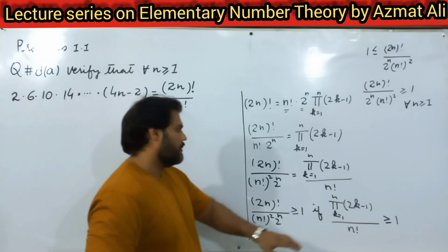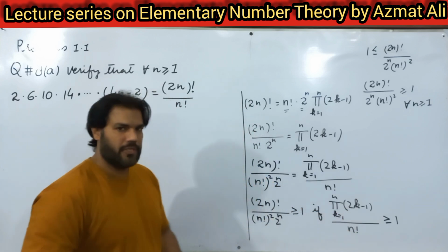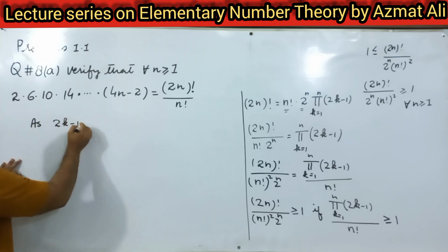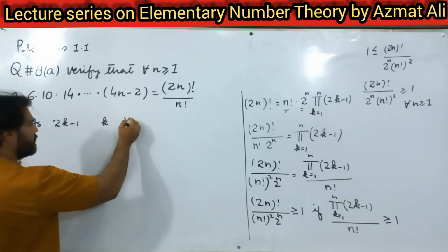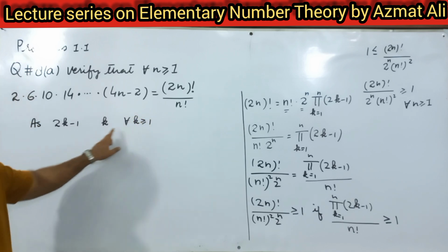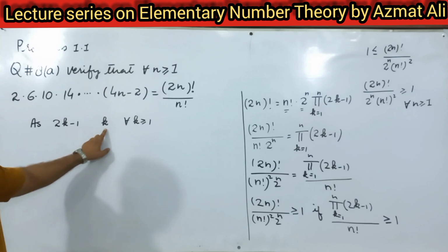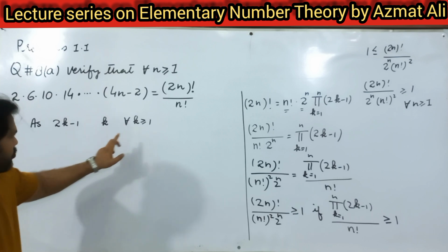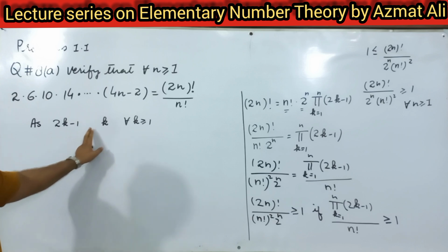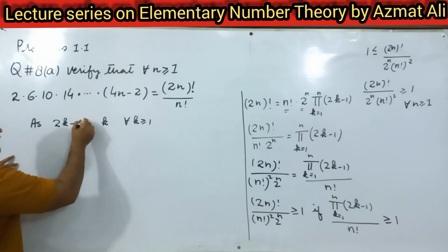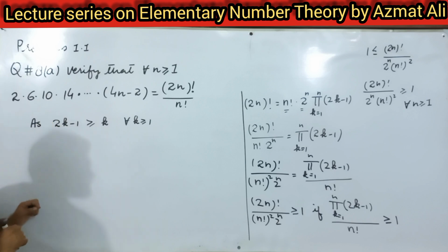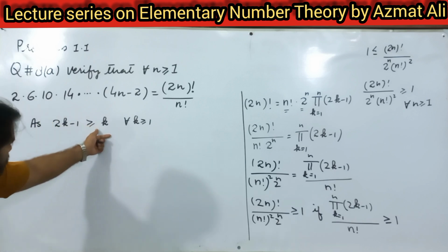If we compare this term 2k minus 1 with k, for all k greater than or equal to 1, which side is bigger? When you put k is equal to 1 here, this becomes 1 and this is also 1. But if we take k is equal to 2 here, this gives us 3 and this is 2. For k is equal to 3, this gives us 5 and this is 3. It means this left side is always greater than the right side. Only when k is equal to 1, they are equal. So this term is greater than or equal to k.